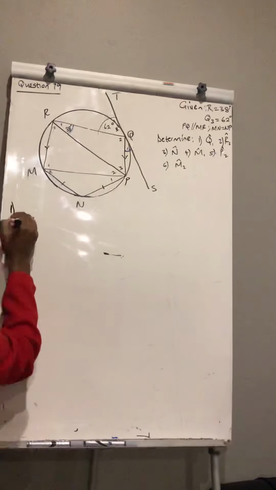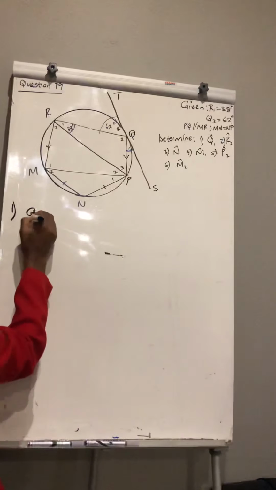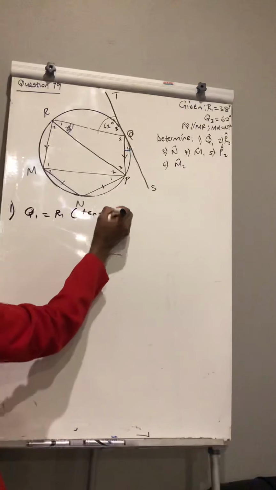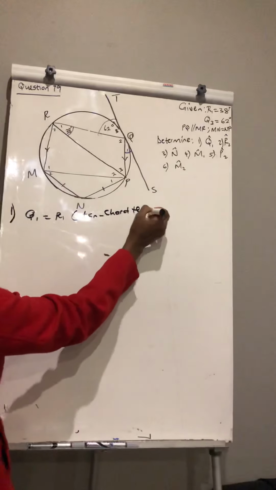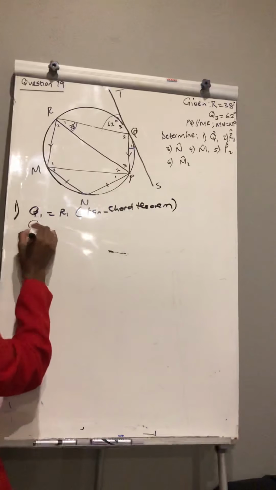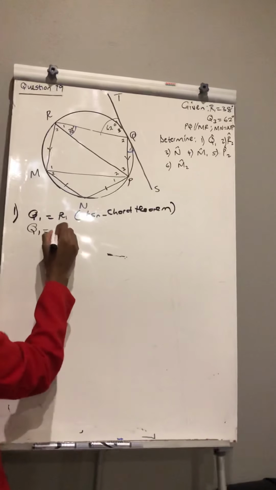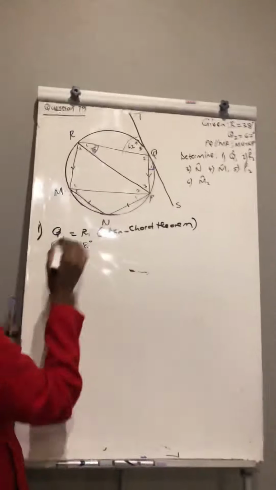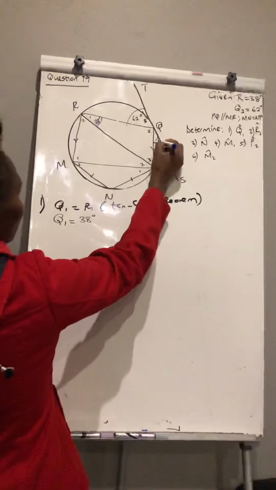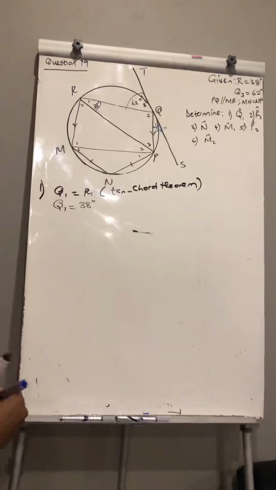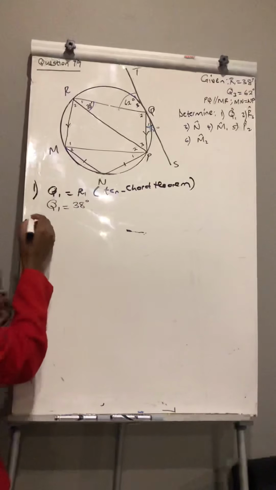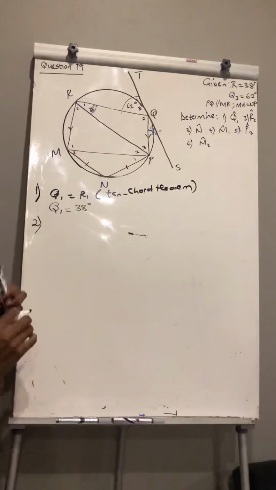So let me write that statement down now. Q1 is equal to R1. We know that that is the tan chord theorem. Okay, that should work. And of course, Q1 is then going to be equal to 38 degrees. And whenever we find something, I prefer putting it there, so we won't have to try find it again in case it's needed for something else. Okay, that's number one.